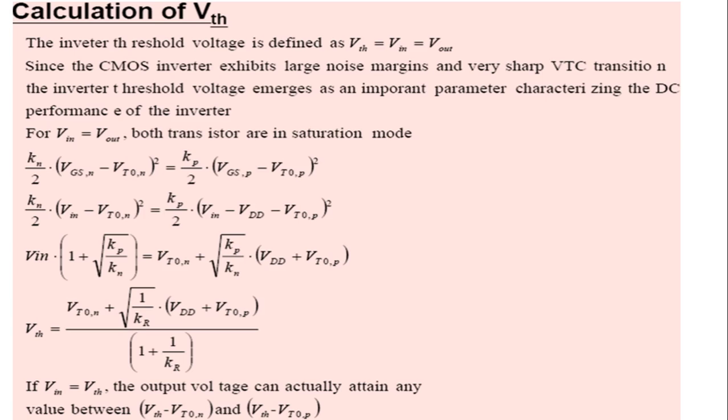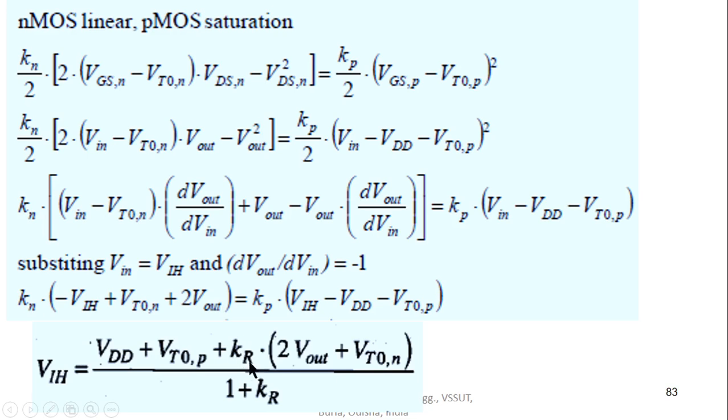Basically we found that there is one particular ratio called KR, the ratio between KN and KP, that is KR is equal to KN by KP. This ratio is in our control and actually affects the values VIH and VIL. The other parameters are more or less constant for any given technology node.